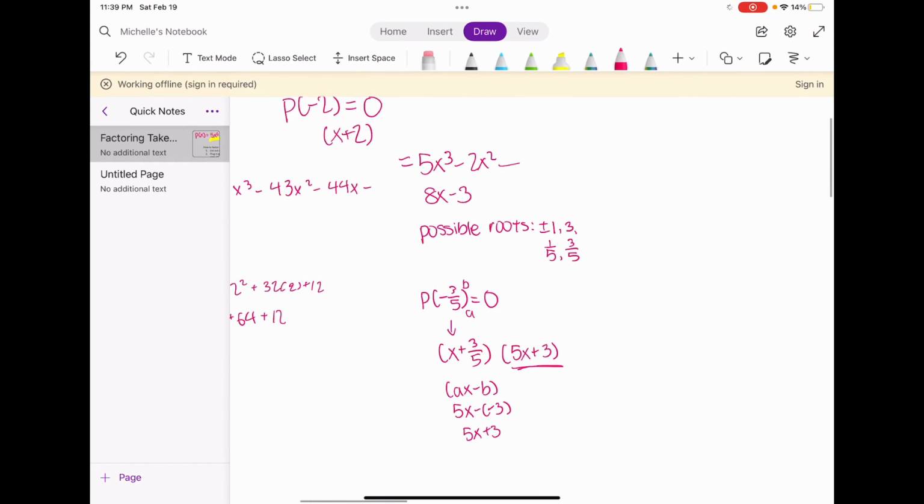If we divide this equation by 5x plus 3, we end up with a quadratic x squared minus x minus 1. Woohoo! So we're finally left with a quadratic, and we know how to factor quadratics already, so this should be relatively easy. But wait, is this even factorable in the first place? Well, to test this out, we can use the discriminant test.